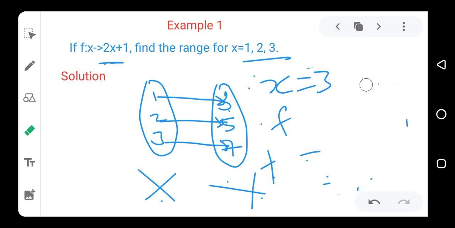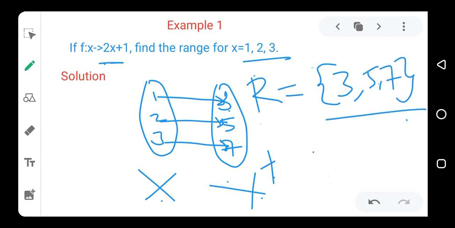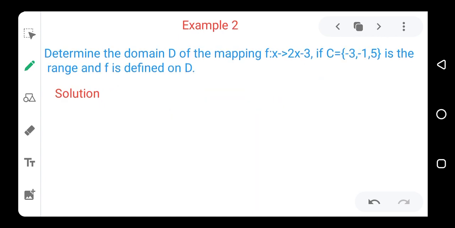So for us to get the range, let's call the range R. If the set R represents the range, then this set is equal to all the images in the codomain, which are 3, 5, 7. This is the answer. So our range is equal to 3, 5, 7. I hope this one is clear. Now let's look at another example.